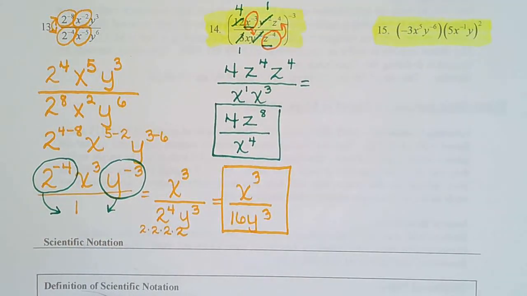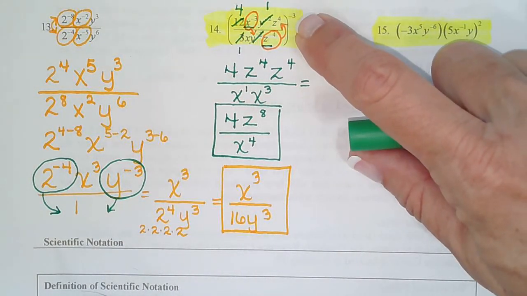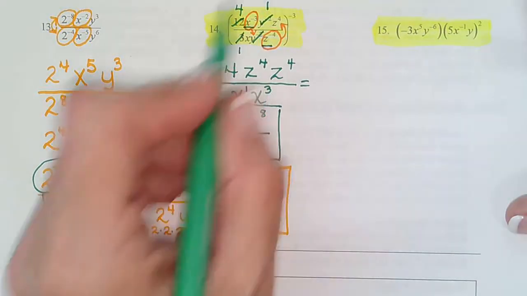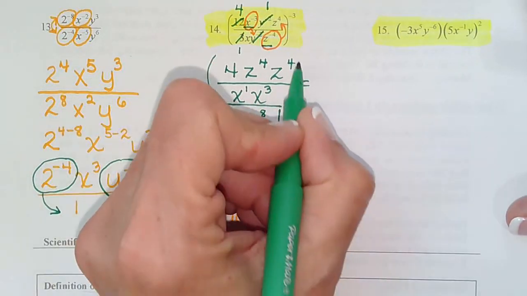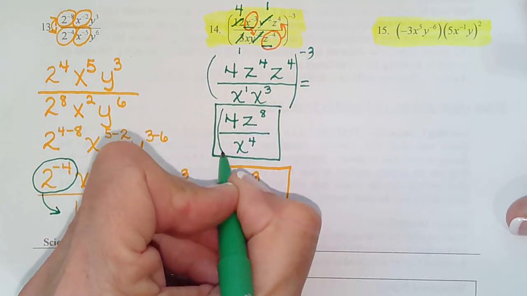But the key, like I said, was knowing to simplify. Oh, I'm losing my touch here. So that's simplified. Now we still have the negative 3. Forgetting a whole step here.